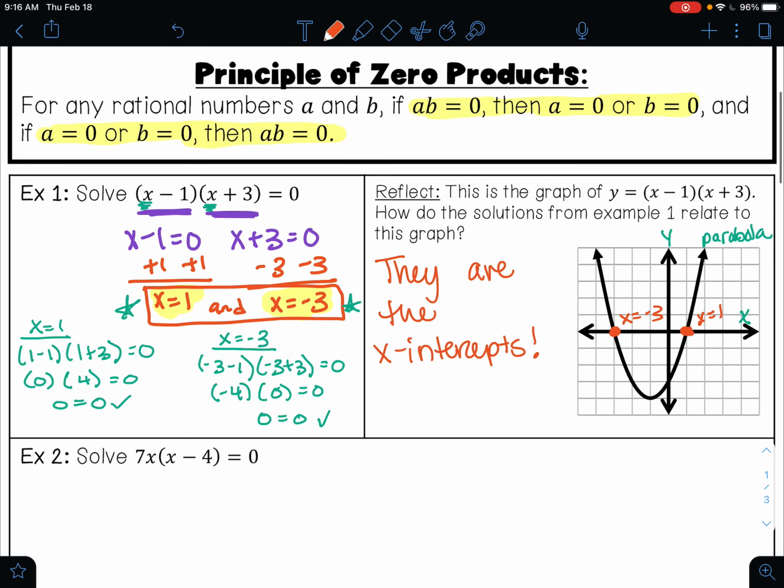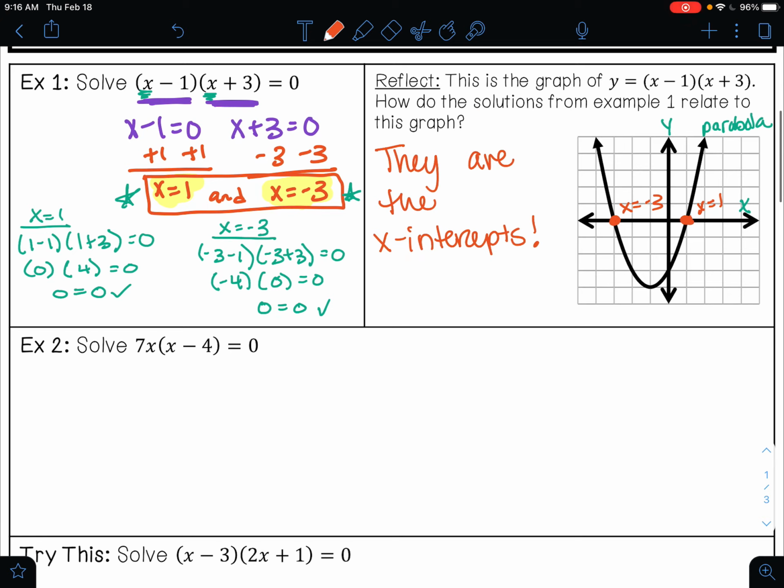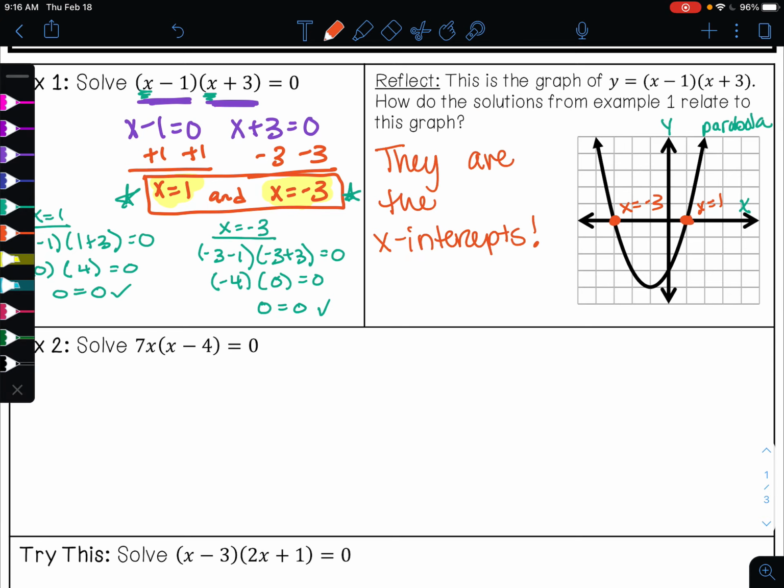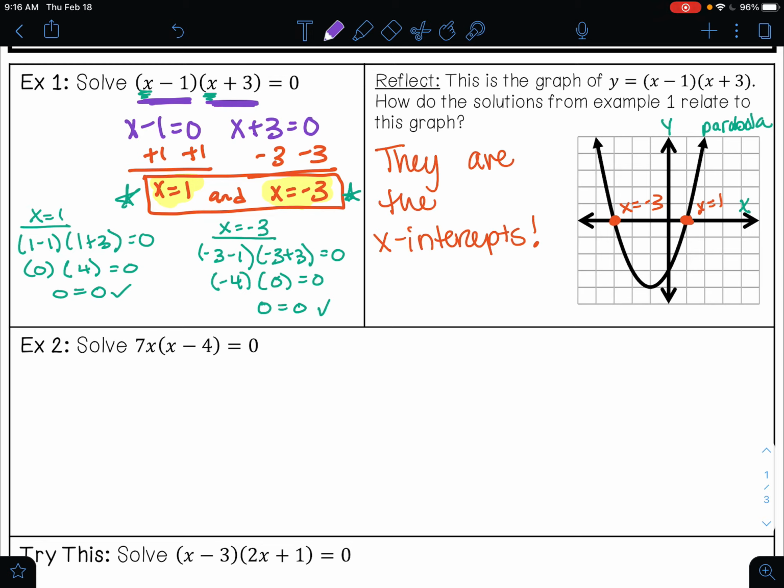Let's try example 2. It says solve 7x times x minus 4 equals 0. So I have two expressions being multiplied together, 7x and x minus 4. When I multiply these two expressions together, I get 0. And so because I get 0 as the product, I can use the principle of zero products. So either 7x equals 0 or x minus 4 equals 0.